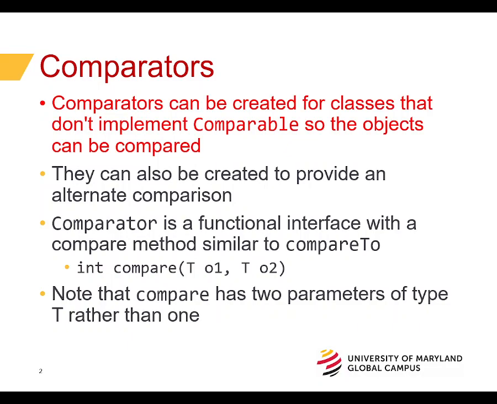There are two situations when they are useful. If a class does not implement the comparable interface, creating a comparator makes it possible to compare objects of that class. But even when a class does implement comparable, they still can be useful because they can provide an alternate comparison technique. Comparator is a functional interface because it contains only one method. That method is compare, which is similar to the compareTo method defined in comparable. The one important difference is that it has two parameters of the generic type T rather than one.